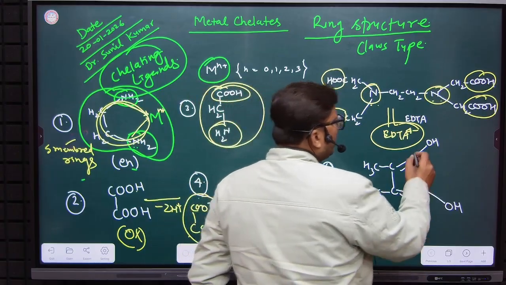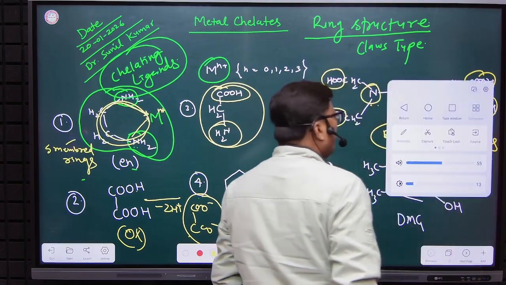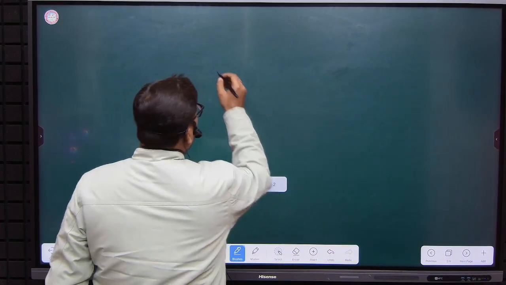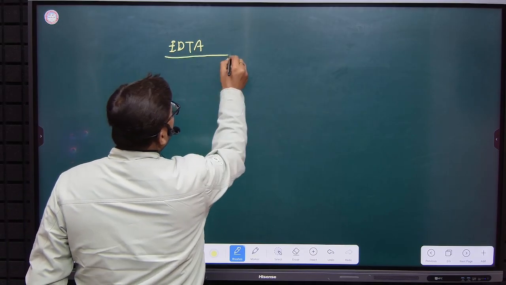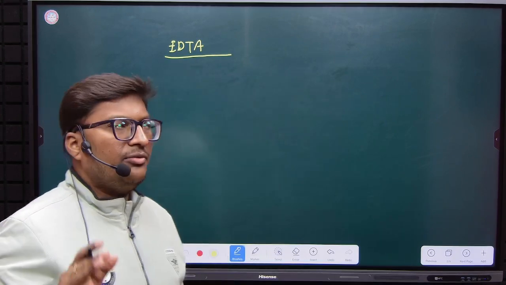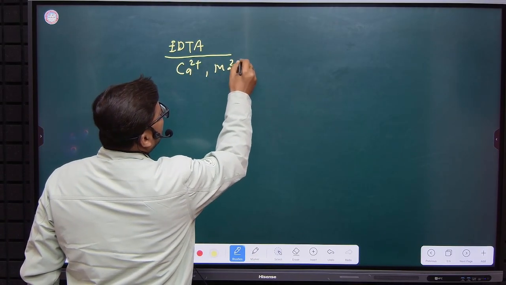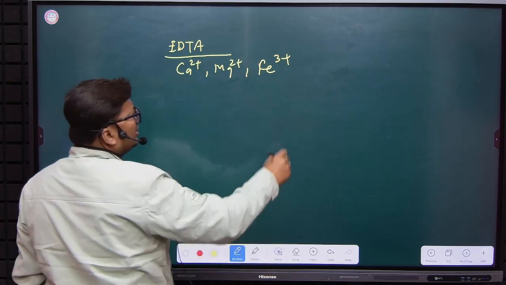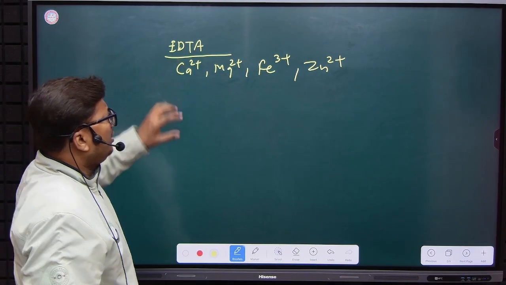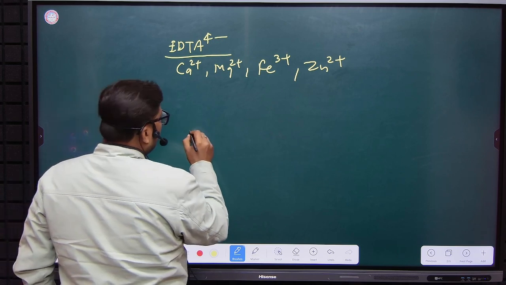So ultimately it has 6 donor centers, right? So this particular ligand, EDTA, forms complexes and is especially used in the estimation of magnesium, calcium and iron in wastewater also. So it can form very stable complexes with Ca2 plus, Mg2 plus, right, Fe3 plus, okay, zinc 2 plus. So all these metal cations form stable complexes with this particular ligand, that is EDTA 4 minus.